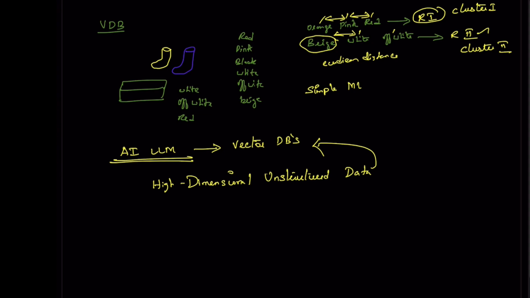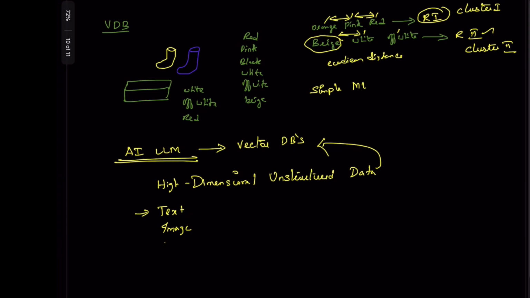Now I'll tell you how the data is actually stored in a vector database and how it actually reads your input. So when I say high dimensional unstructured data, it can refer to text, which is the major one. The majorly used inputs are text, image, and sometimes audio also. This also comes under unstructured data.